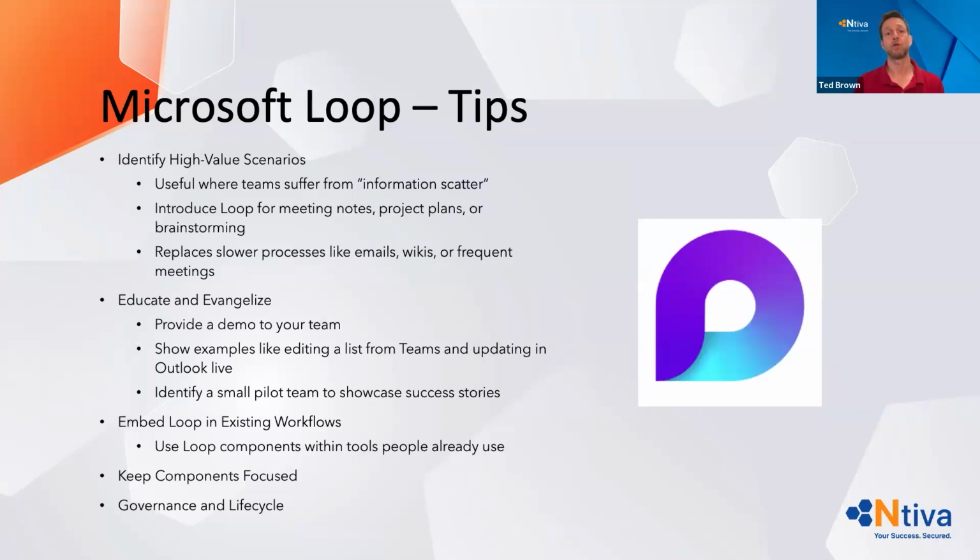Now, some tips and tricks for getting started. I would recommend identifying high value scenarios. Loop is most useful when teams suffer from information scatter. Multiple channels need to collaborate on one thing. Start by introducing Loop for scenarios like meeting notes, project plans, brainstorming, where its real time and cross app sync capabilities replace slower processes like emails, wikis, and frequent meetings to sync up.